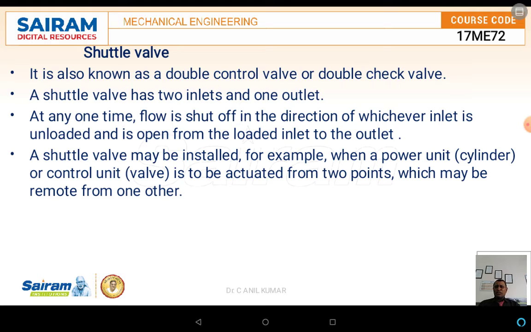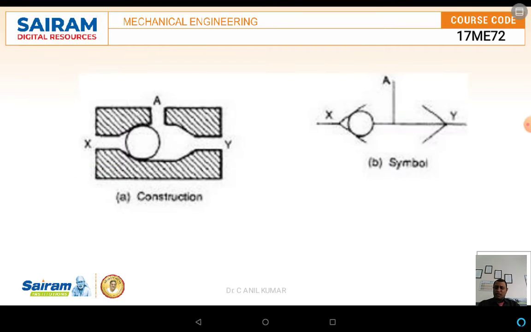Now the next one we are discussing is the shuttle valve. This shuttle valve we have also discussed in the case of hydraulics. A ball will be there, and it will move depending upon the pressurization, whether pressure is applied from the right side or the left side.